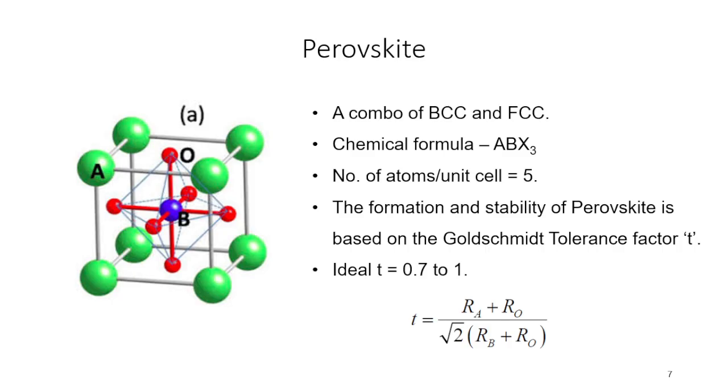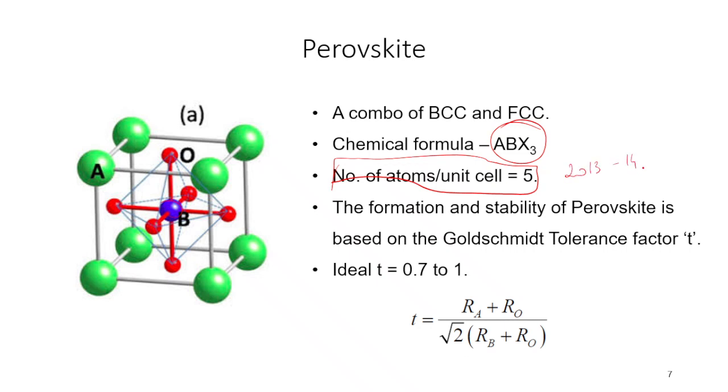This is the perovskite crystal structure. It looks like a combination of both BCC and FCC. So we have a body centered atom, and we have atoms at the face. So it is like a combination of both the body centered and face centered cubic cells. So this can be a possible GATE question: the chemical formula for perovskite. It is ABX3.